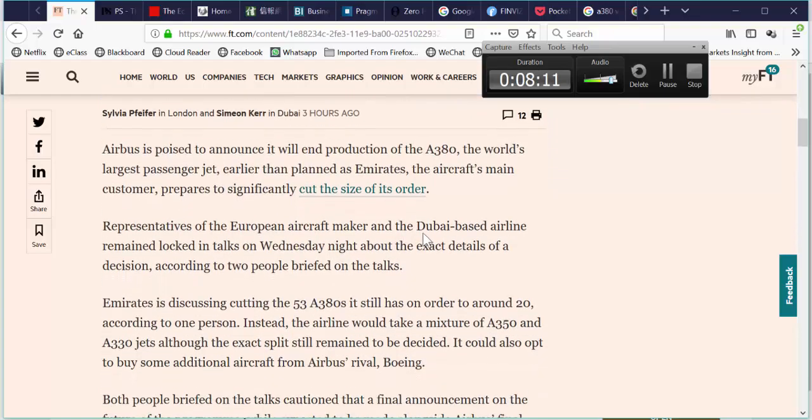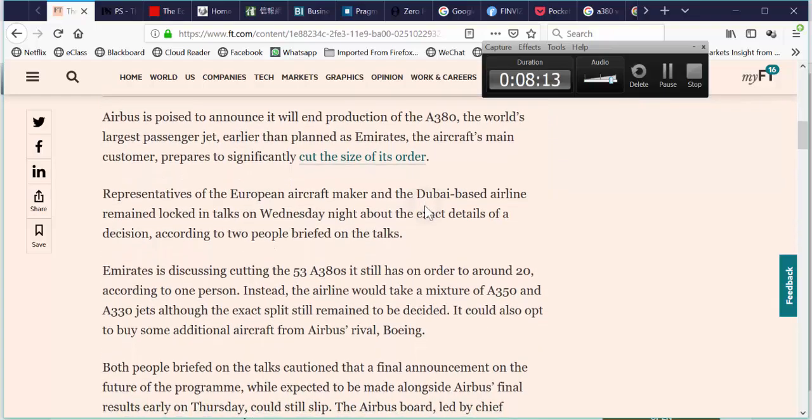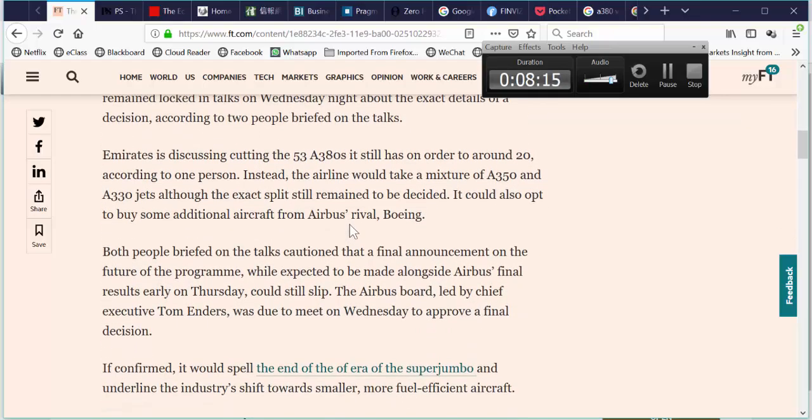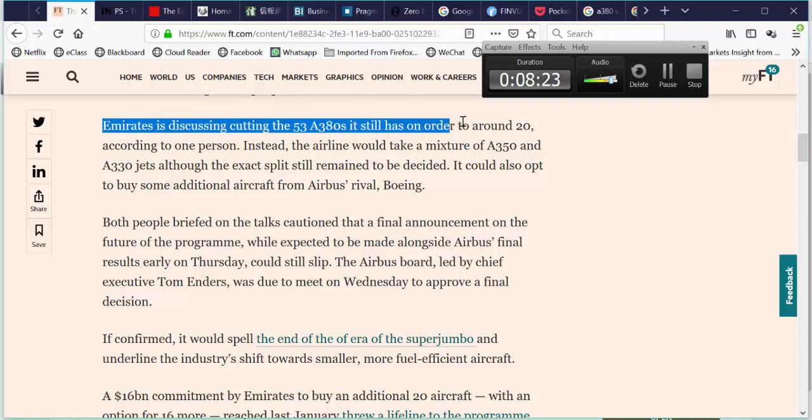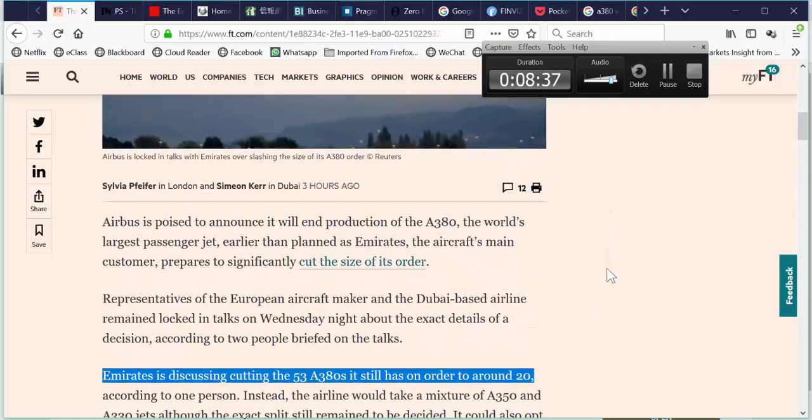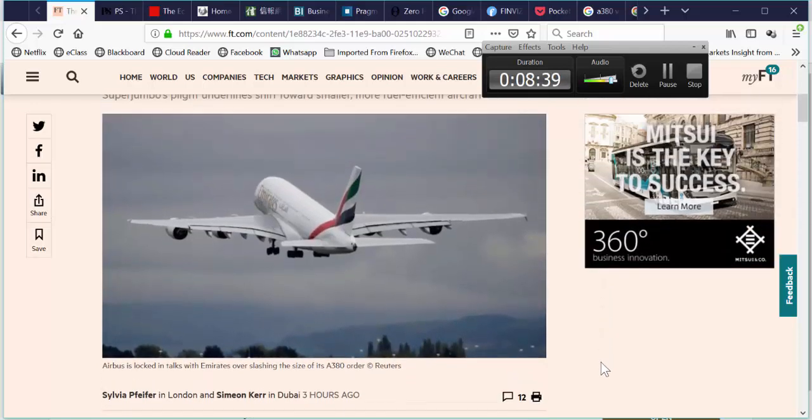Now, Emirates is famous for being a big spender, but they're discussing cutting the 53 it still has on order to around 20. So they're going to cancel the other 33, basically. That is a substantial reduction, and this is a trend. This is a trend in the airline industry.